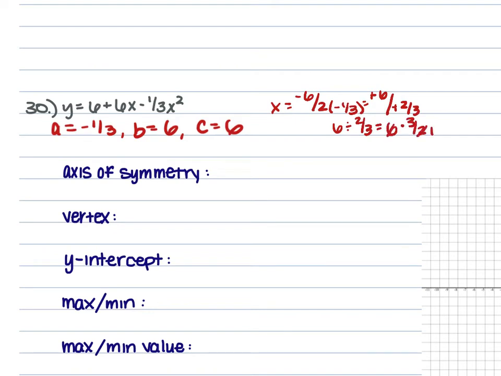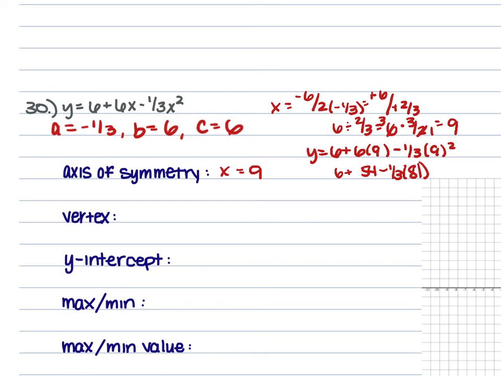2 becomes a 1, 6 becomes a 3. So it's 3 times 3, which is 9. So x is equal to 9. We're going to plug that in. We get y is equal to 6 plus 6 times 9 minus 1/3 times 9 squared. The 6 times 9 is 54. The 1/3 times 9 squared is 1/3 times 81.